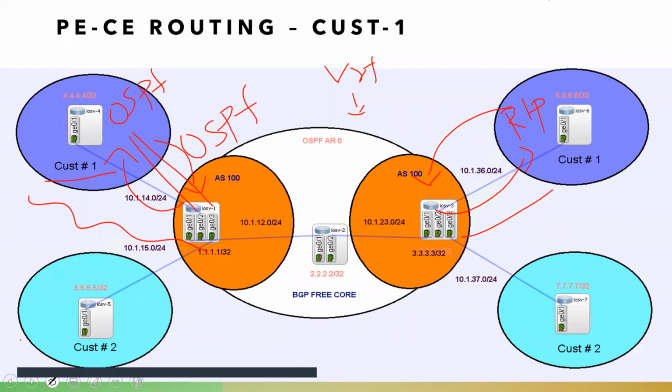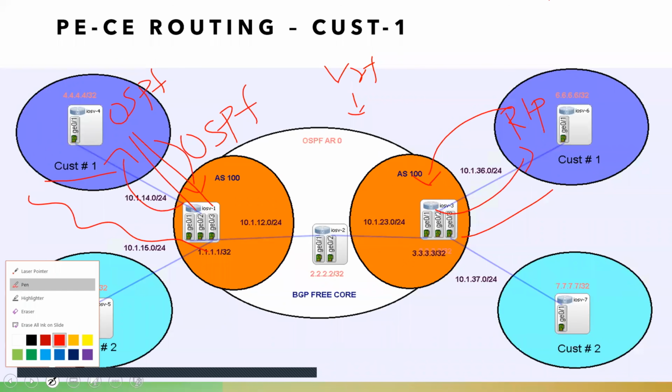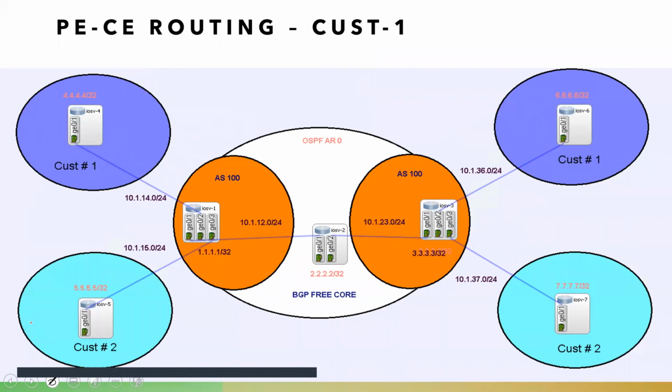So that means that this side is good. Now we'll do the configuration to this side, and once we do the configuration to this side, you will see that they will start exchanging the routes, because here also I have to go create VRFs and everything. Okay, so let's do it.